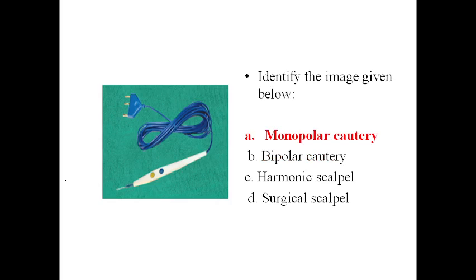So this is the monopolar cautery. This is used during surgery to cut and ligate, blend, and for desiccation and fulguration. So this is the monopolar cautery. There are two types of cautery, monopolar and bipolar.